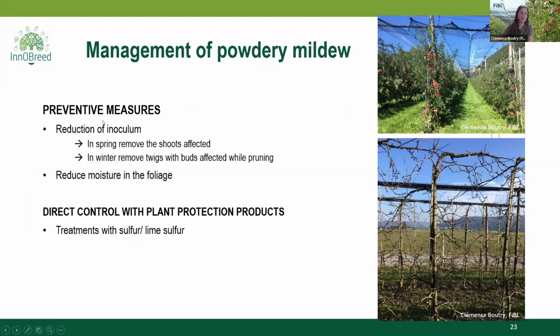So management, again, because it's a fungus, reduction of inoculum and reduce moisture in the foliage. Here, as it overwinters in the twigs, in the buds, you should remove the infested shoots as soon as you see them, usually in spring, but also in winter, during winter pruning. And direct control, usually the products that are sprayed against apple scab also have an effect on powdery mildew, but specific treatments against powdery mildew include products based on sulfur.